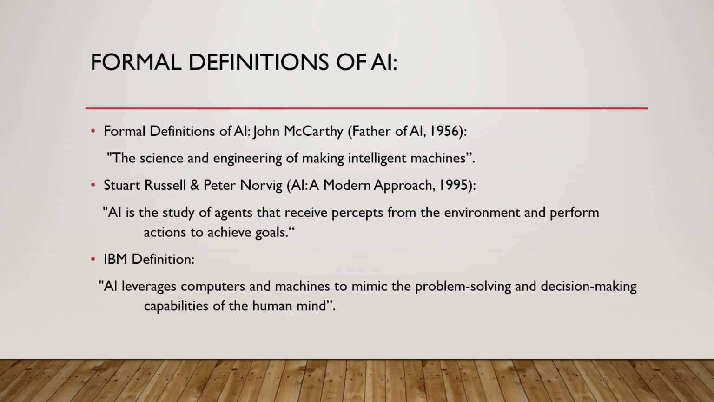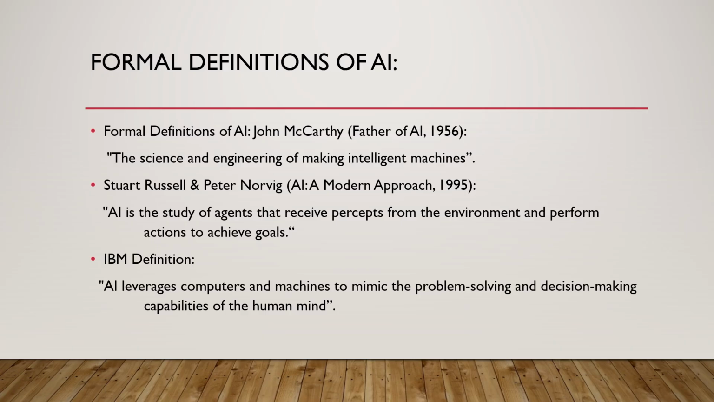The second definition is from 1995. Stuart Russell and Peter Norvig wrote a book about AI, A Modern Approach. This book is very popular in artificial intelligence, at that time and also nowadays, as new versions are released. This book was written by these two people, and in their book they give another definition of AI.